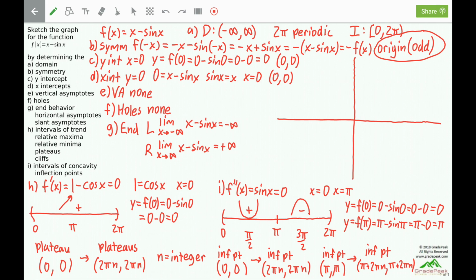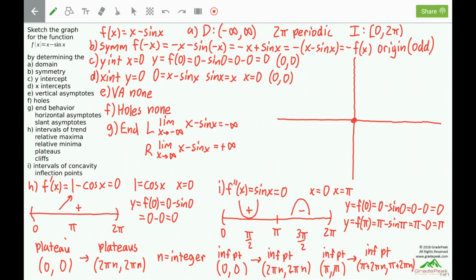We have a y-intercept of the origin, so it definitely crosses right here. We have an x-intercept that is also just the origin. We have left-end behavior of negative infinity and right-end behavior of positive infinity. Left-end behavior of negative infinity means that it'll be down here for the left end, and right-end behavior of positive infinity means that it'll be up here on the right end. So we'll be sure that it follows all of that.